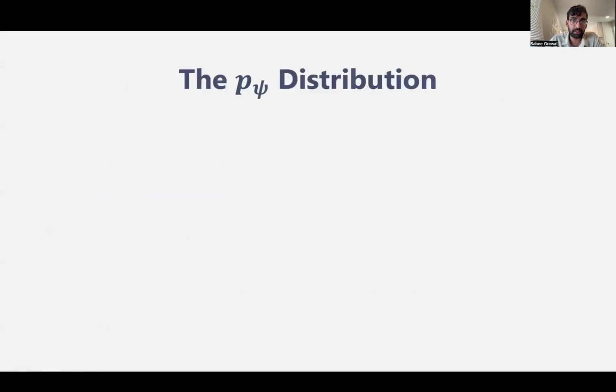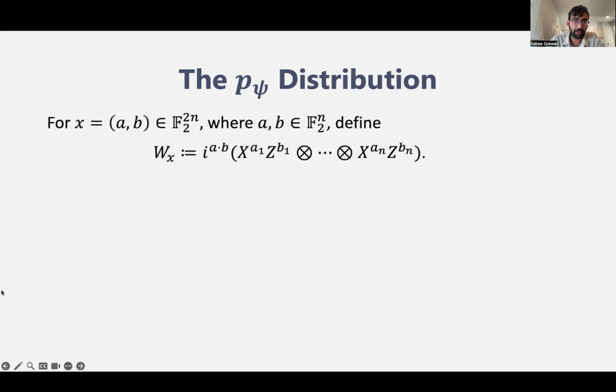Okay, so the workhorse in all of our learning algorithms is this quantum measurement called Bell difference sampling. I want to say a little bit about how this works. The first thing that we need to cover is this psi distribution. Let's say we have a string x of 2n bits, where the first n bits we're going to denote by a and the second n by b.